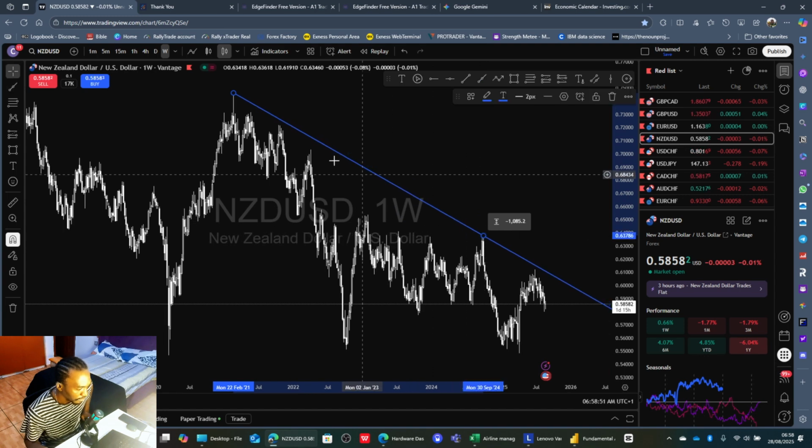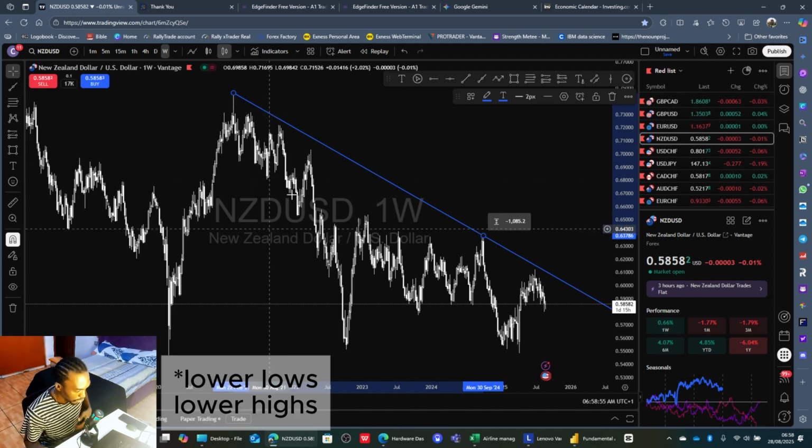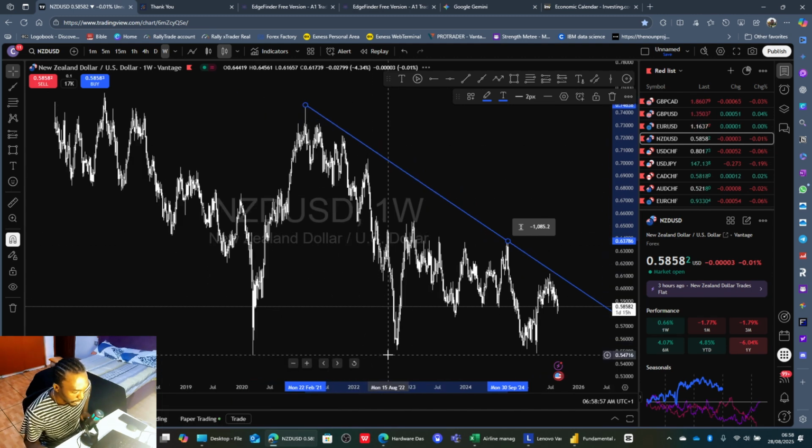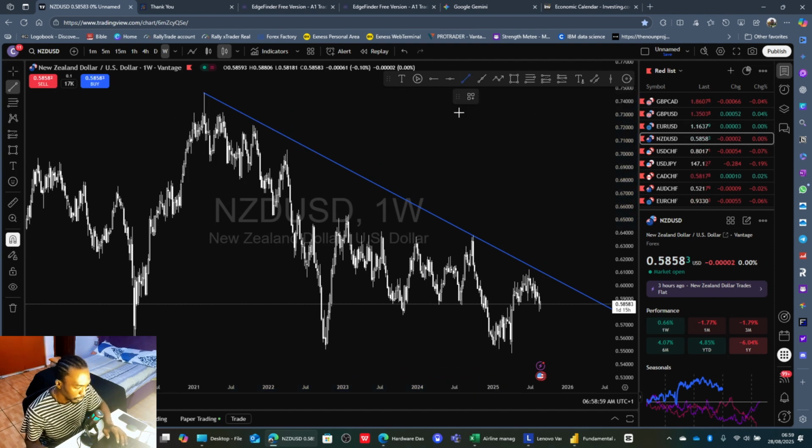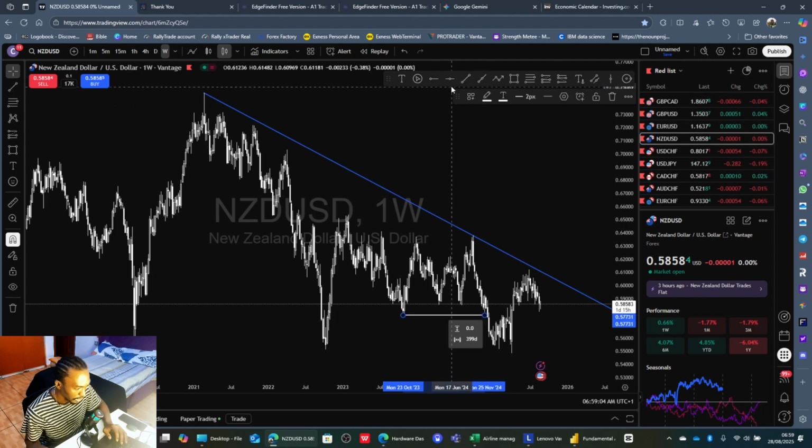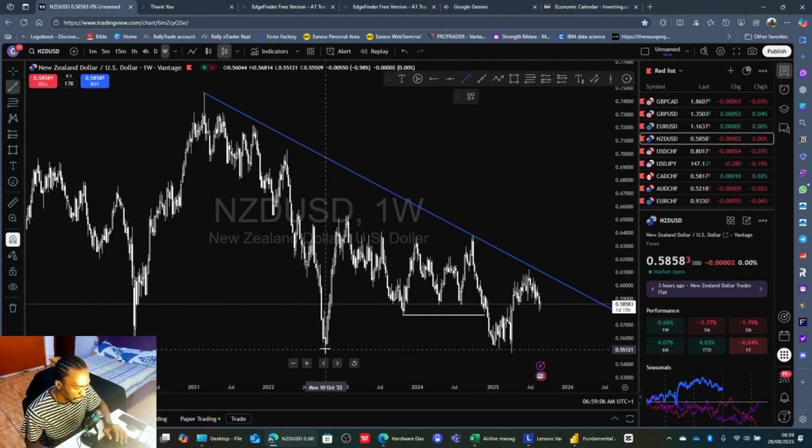You can clearly see lower highs and lower lows, right? Lower high, lower low, lower high, lower low. And you're seeing constant break of lower low structure, right? Constant break of lower low structure. This is clear here, but this is quite evident right here.